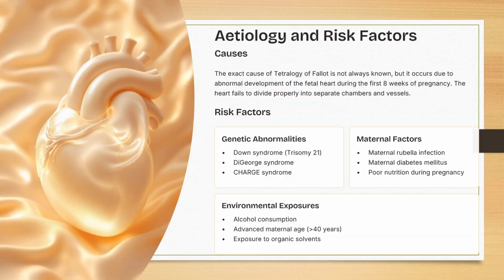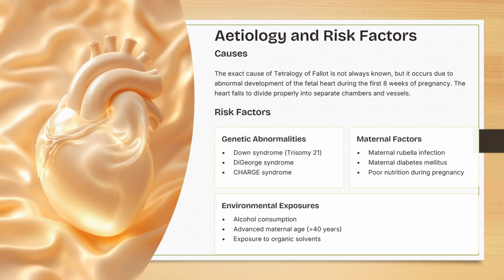Next we move to etiology and risk factors. Actually there is no exact cause of tetralogy of Fallot, but it may occur due to some abnormal happening, especially during the first 8 weeks of pregnancy. If you talk about risk factors, genetic abnormalities are the major reason. Down syndrome, trisomy 21, can cause TOF. Then DiGeorge syndrome, which is a kind of genetic disorder caused by a small deletion on chromosome 22.